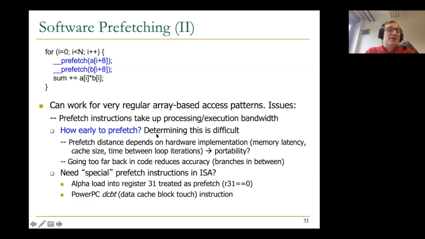Okay. And you may need a special prefetch instruction in the ISA, as we discussed, but that's easy in general. As I said, Alpha does this cute trick where it uses a load instruction to register 31, treated as a prefetch. And PowerPC has a data cache block touch instruction. I like that name, actually. It touches a data cache block. That's it. It doesn't necessarily wait for that data cache block to come back. And you saw the prefetch instruction in the x86 ISA. So you may need to extend your instruction set architecture for this, but that's already done today. And it's not easy to do this for pointer-based data structures also, as we will see in a little bit.